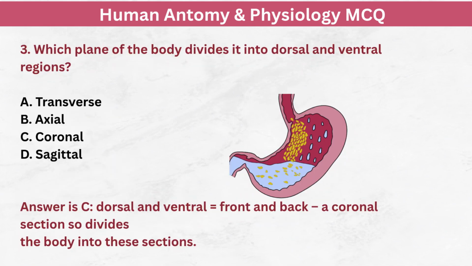3. Which plane of the body divides it into dorsal and ventral regions? A. Transverse. B. Axial. C. Coronal. D. Sagittal. Answer is C. Dorsal and ventral equals back and front. A coronal section divides the body into these sections.